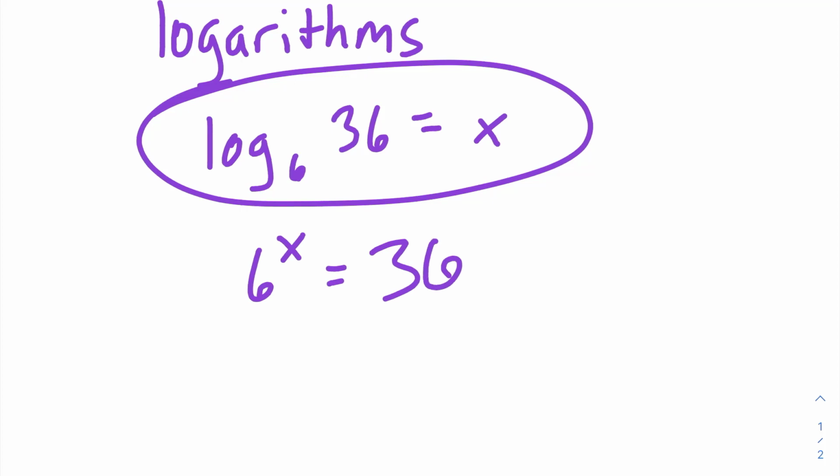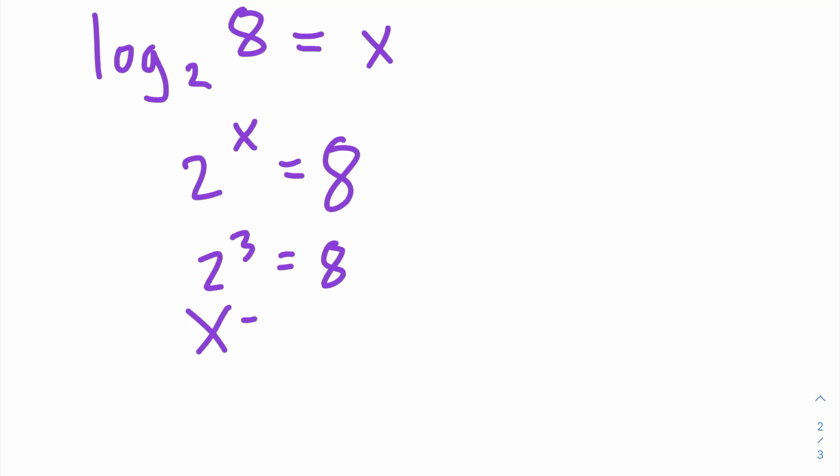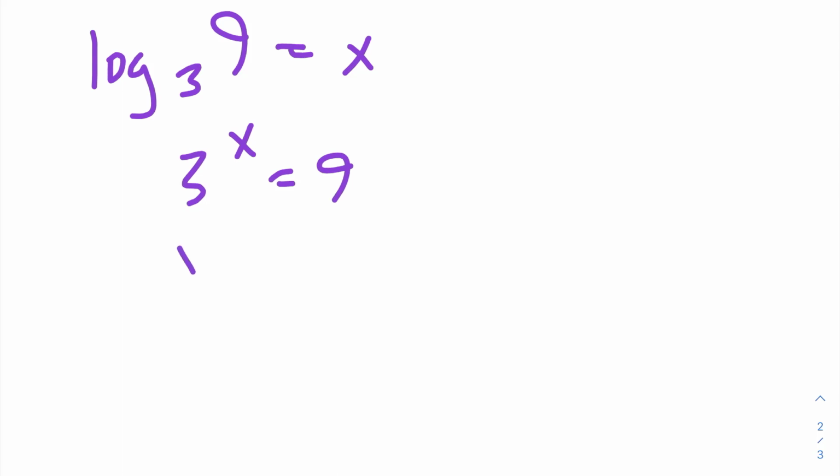Now let's practice using logarithms. What is log 2, 8? We'll say that's equal to x. Well, remember, this is the same as 2 to the power of x is equal to 8. And we know that 2 to the power of 3 is equal to 8, so x is equal to 3. Now what about log 3, 9? We know that we can express this as 3 to the power of x is equal to 9, so x must be equal to 2.